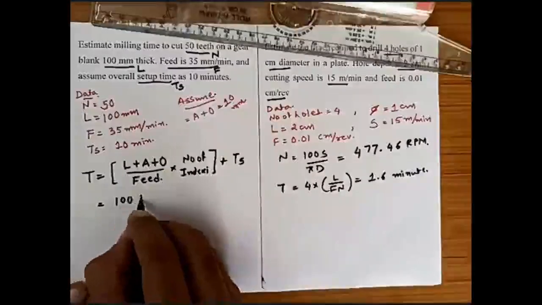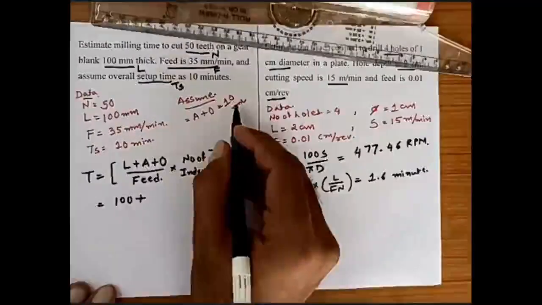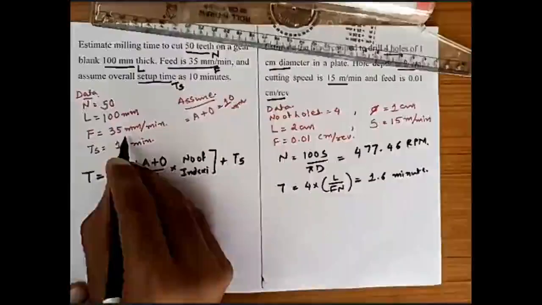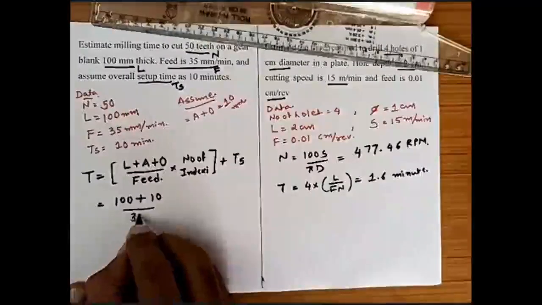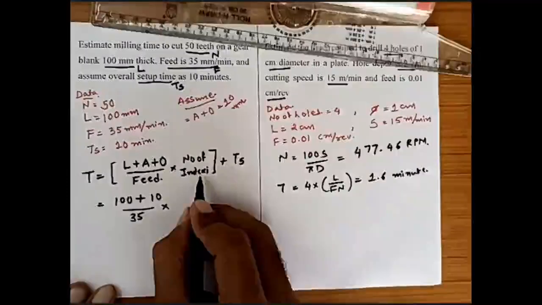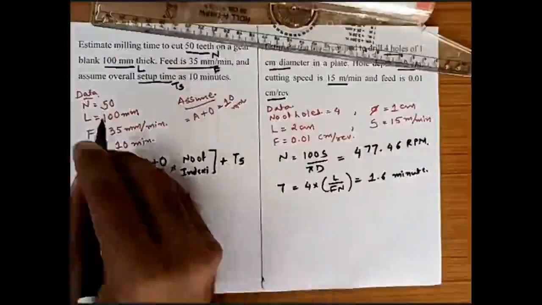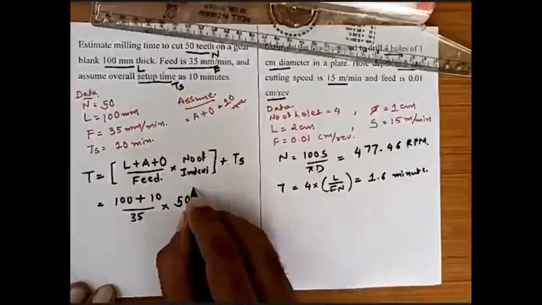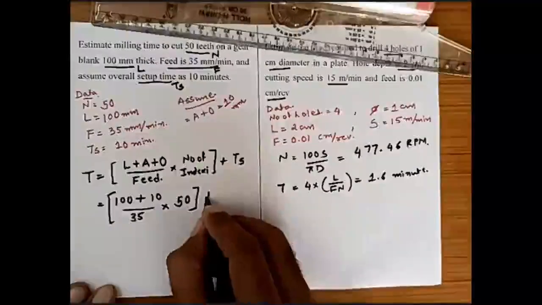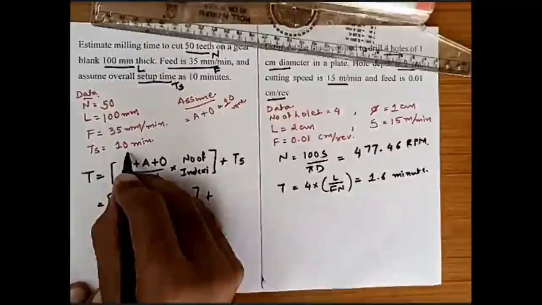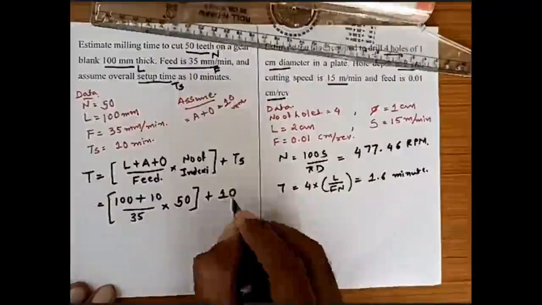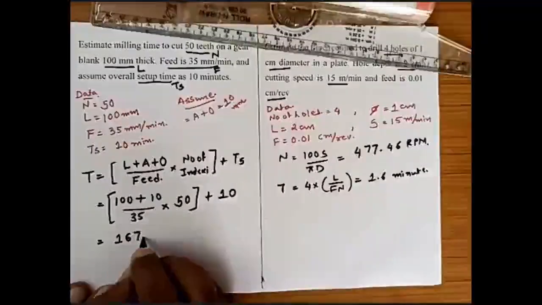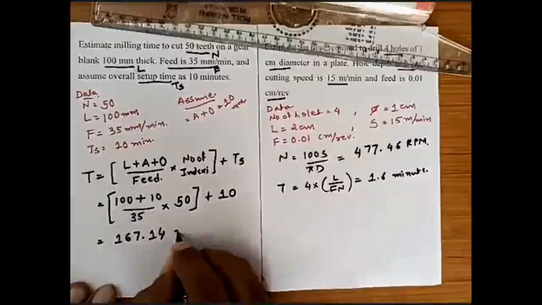100 plus A plus O is equal to 10 mm. We assume that, 10 upon feed, so 35 mm into the number of indexing, the number of teeth 50, bracket close, plus TS 10 minutes. So this time is 167.14 minute.